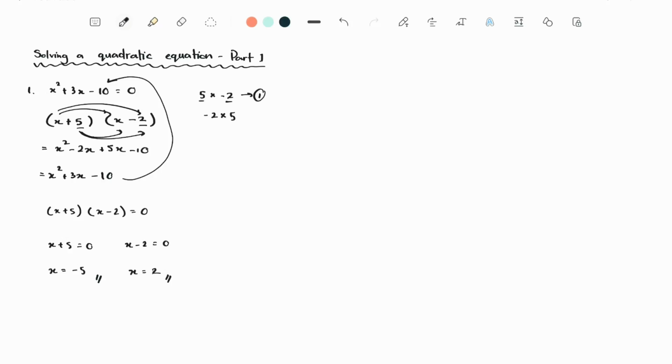I'll look at one more example, which is slightly different, where the coefficient of x squared is not 1, and that's going to be 2x squared minus 13x minus 7.